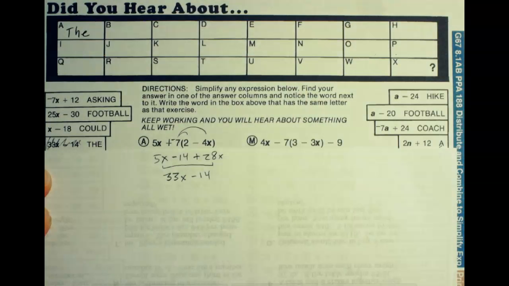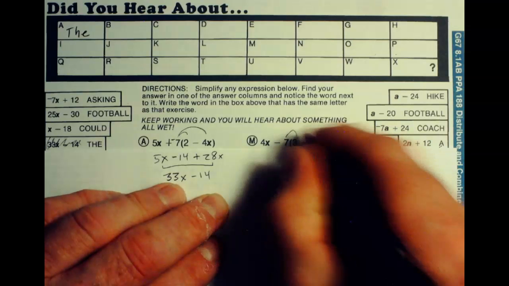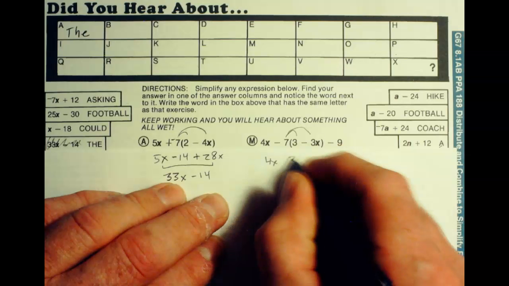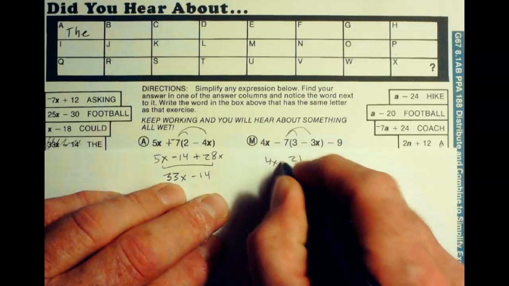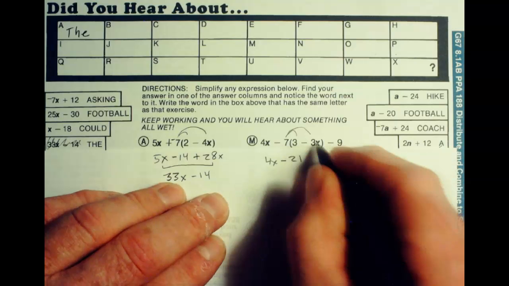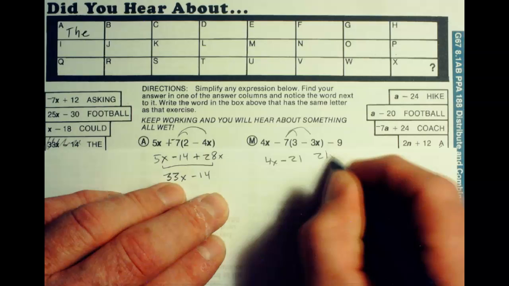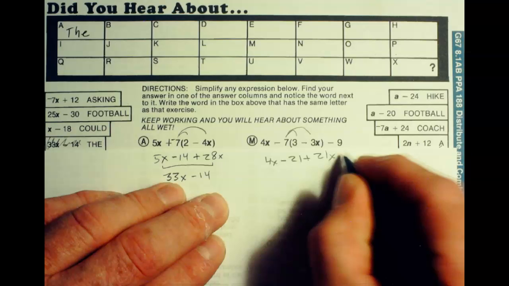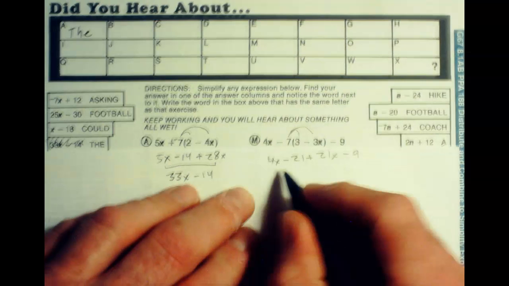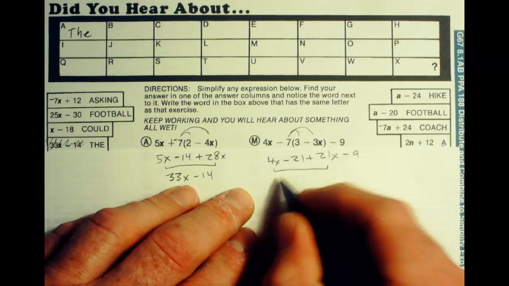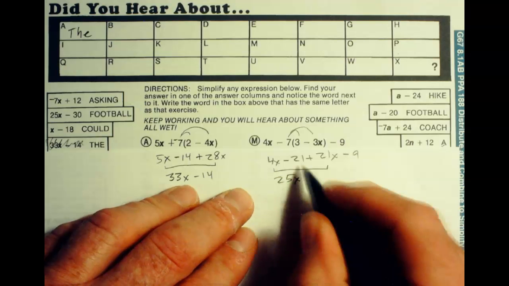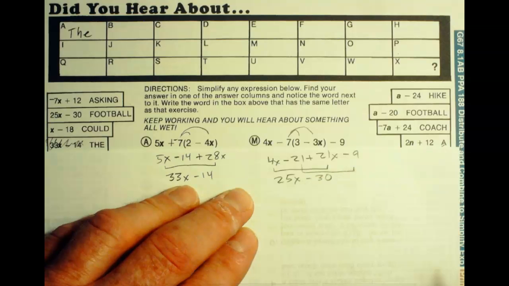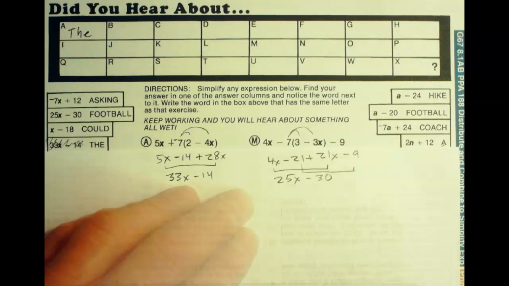Let's go ahead and just do M while we're right here. Distribute that. So we're still going to have 4x, and now we're going to have 7 times 3 is 21. It's a negative times a positive, so that's a negative 21. Then I've got 7 times 3, that's 21x. It's a negative times a negative, so that's a positive 21x. And we just have that minus 9. So let's see. We can combine our x's here. Looks like we have 25 x's, and we can combine these. Looks like we have minus 30. So 25x minus 30. Let's see if I can find that anywhere.